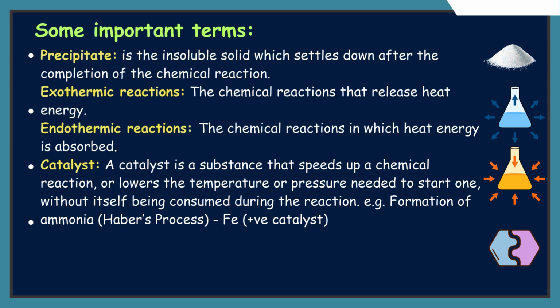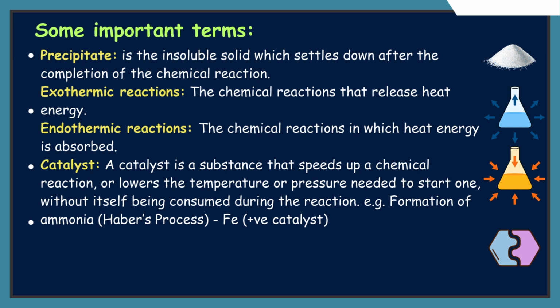There are some really important words we need to know when we talk about chemical reactions. One is precipitate. A precipitate is a solid thing that forms in a liquid during a reaction and then falls to the bottom. It's like when you mix two liquids and something solid appears. Another is exothermic reactions. These are reactions that give out heat. You can sometimes feel it getting hot. Then there are endothermic reactions. These are reactions that take in heat, so they can make things feel cold.